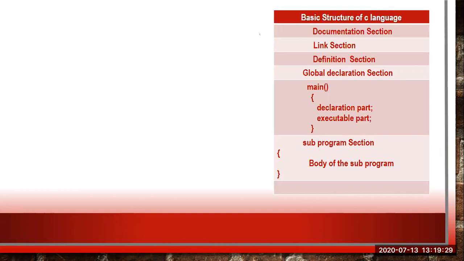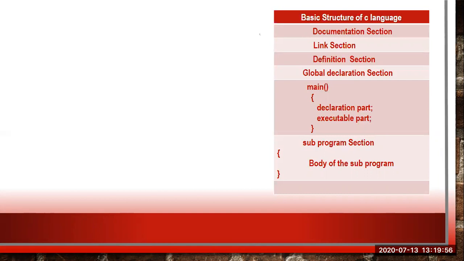Firstly, the documentation section. The documentation part consists of a set of comment lines. The documentation part is for writing comments. Comments are not compulsory to write, but it is recommended, as writing comments helps programmers understand the code. So comments are written in the documentation section.